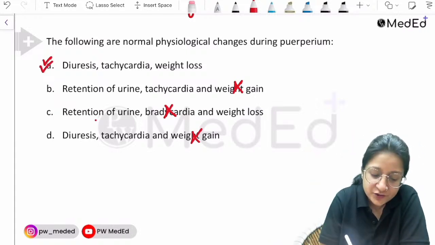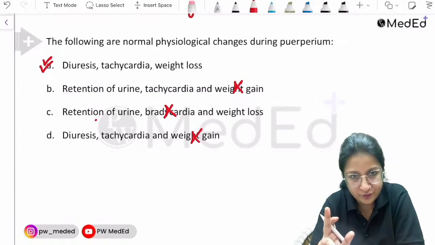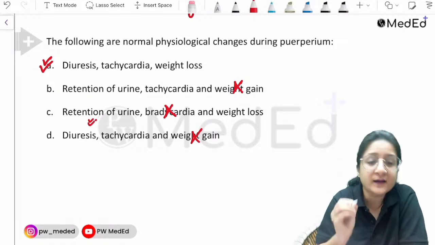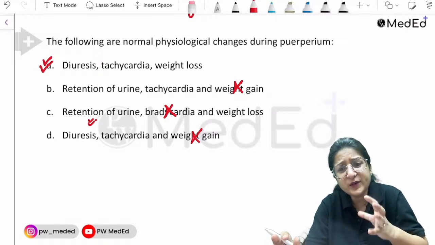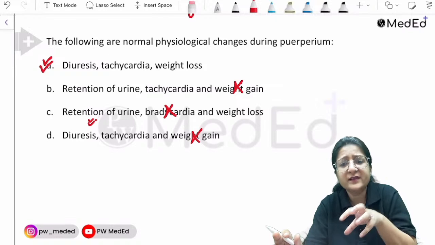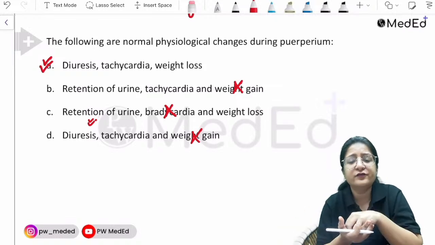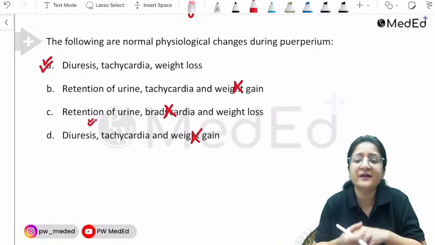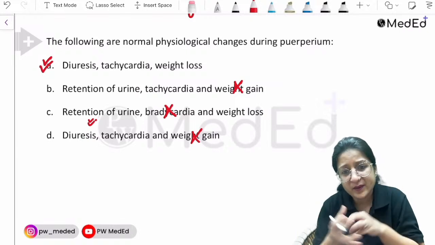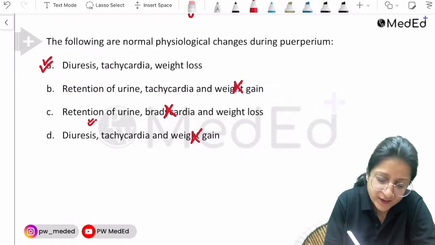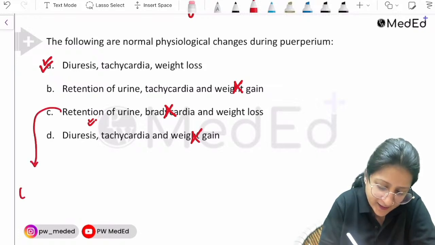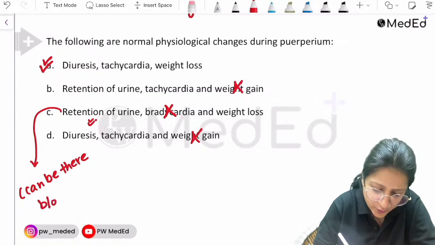Okay, so does retention of urine happen? Yes, retention of urine also happens. During the course of delivery, when the head pushes against the pelvic floor, where the pelvic nerves are, there can be pelvic nerve compression, so bladder hypotonia can be there. So retention of urine, yes, of course, can be there, because of bladder hypotonia.